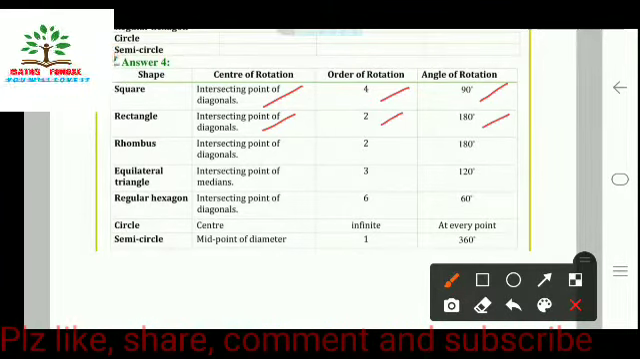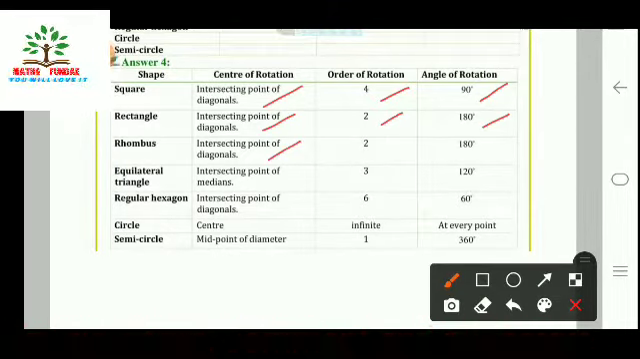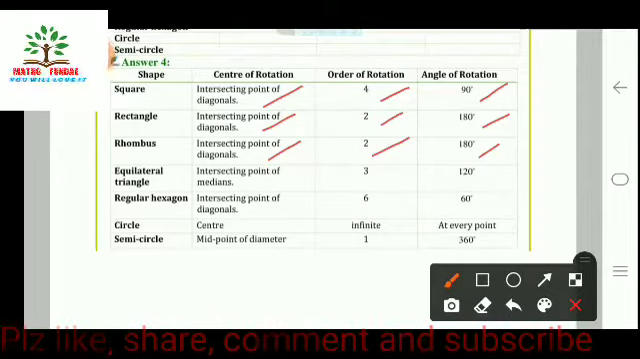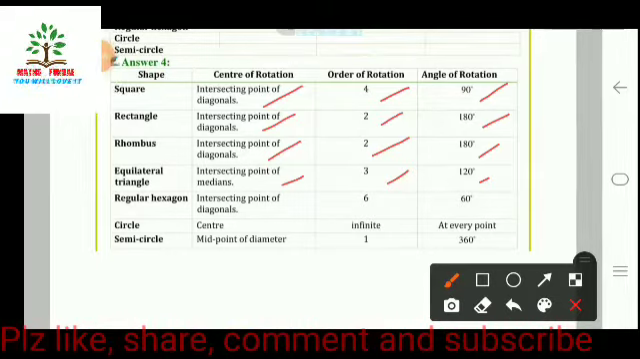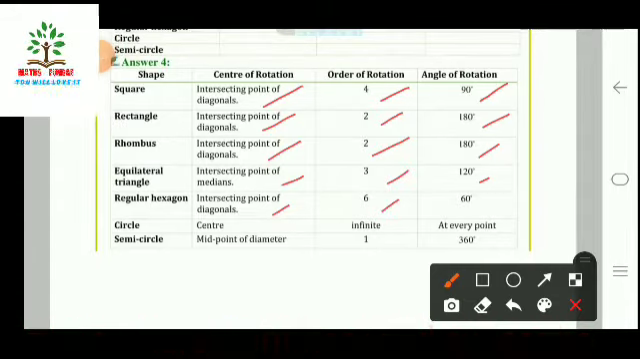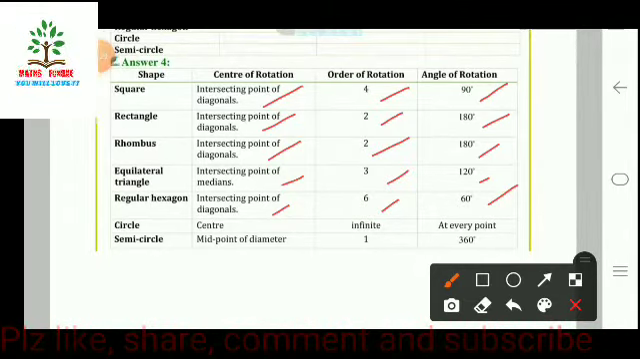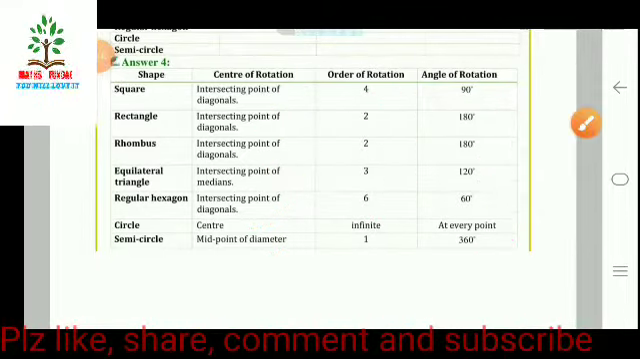Then the rhombus, we have the intersecting point of the diagonals. Again, the order is 2 and the angle of rotation is 180 degrees. Equilateral triangle, the intersecting point of the medians. The order is 3 and the angle of rotation is 120 degrees. Regular hexagon, the intersecting point of the diagonals. The order of rotation is 6 and the angle of rotation is 60 degrees. Circle, the center, infinite order at every point. Semicircle, the midpoint of the diameter, and the order of rotation is 1.